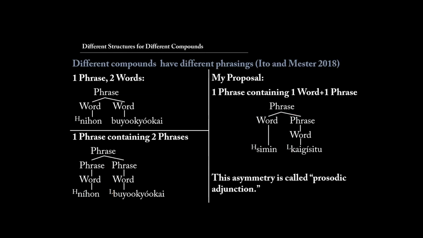So this asymmetry is called prosodic adjunction, and evidence for prosodic adjunction, in addition to the symmetrical structures that we saw on the left side, allows researchers to have more tools that they can use to explain and account for how and why compounds and other types of phrasings have different accents and different meanings and different organizations. And that is what I'm working on right now.